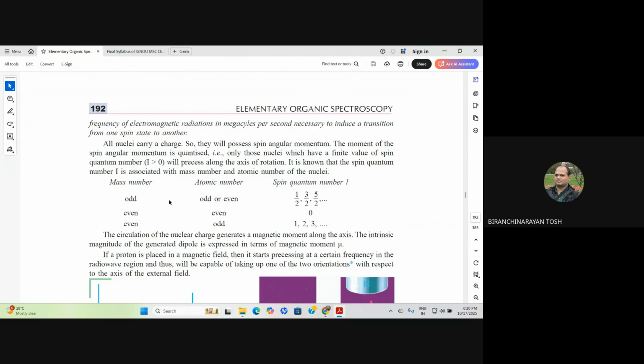If the mass number is even but the atomic number is odd, that means an odd number of protons and an odd number of neutrons are there, then the spin quantum number will be 1, 2, 3 like this. But if the mass number is odd, that means the number of protons and neutrons will be odd, and the atomic number is either odd or even, then the spin quantum number will be half, 3 by 2, 5 by 2 like this.